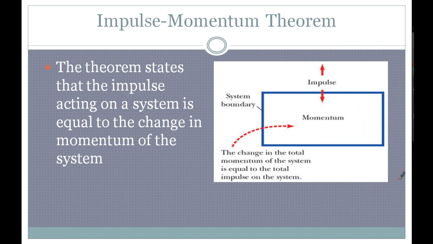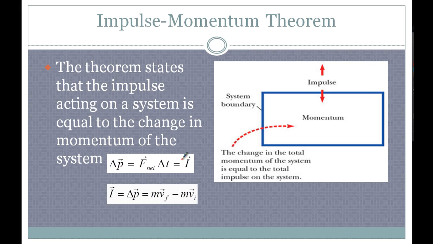So there's a theorem called the impulse momentum theorem, and it states that the impulse acting on a system is equal to the change in momentum of the system. It's basically just what I had on that last page. The impulse equals a change in momentum. And change in momentum, since it's a delta there, is your p final minus your p initial. So mass times velocity final will give your final momentum. Mass times velocity initial will give your initial momentum.